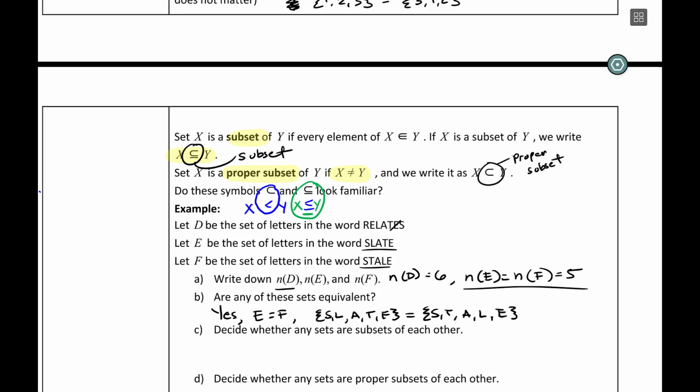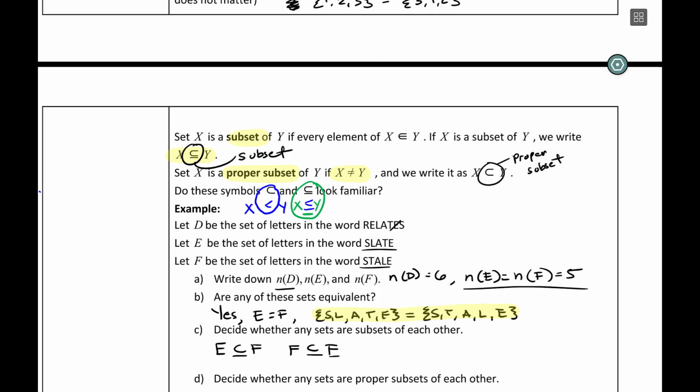Now, are any of these sets subsets of each other? Well, any two equivalent sets will also be subsets of each other. So that means we know that E is a subset of F, and we could also say that F is a subset of E. All the elements of E are in F, and all of the elements of F are in E. Now, let's take a look at D.